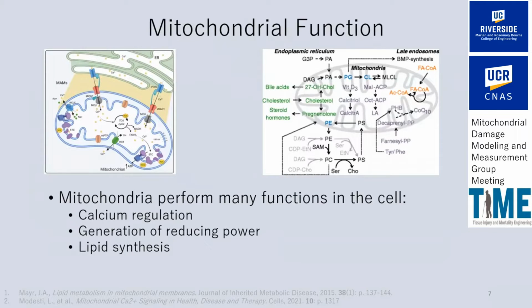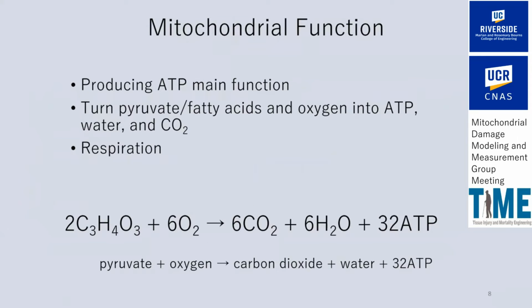So mitochondria perform many functions in the cell, not all of them necessarily related to ATP production directly, but ATP production is the main thing that they do. We know they turn pyruvate and fatty acids into oxygen, ATP, water, and carbon dioxide. This makes up respiration. In particular, I'd like you to pay attention to and note the consumption of oxygen and the production of carbon dioxide in this process, as that will become very important later.